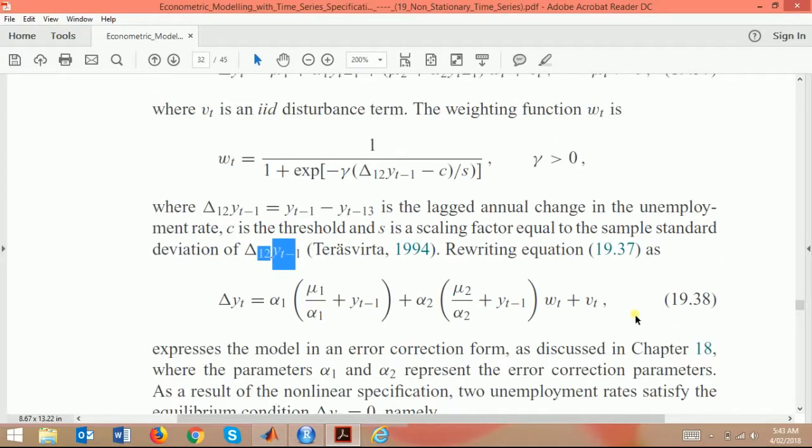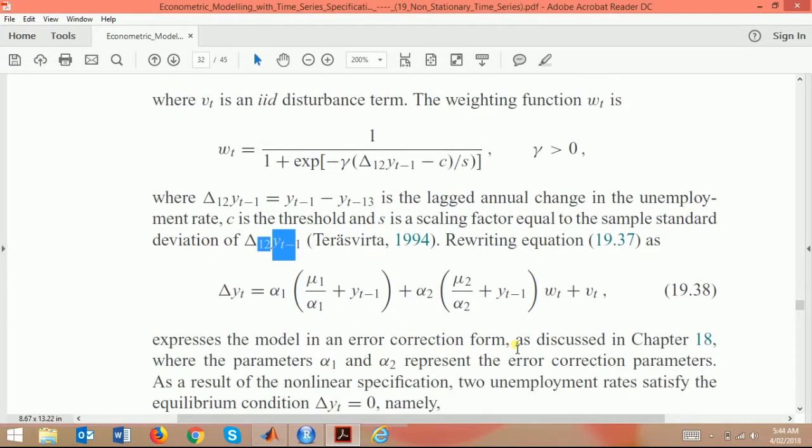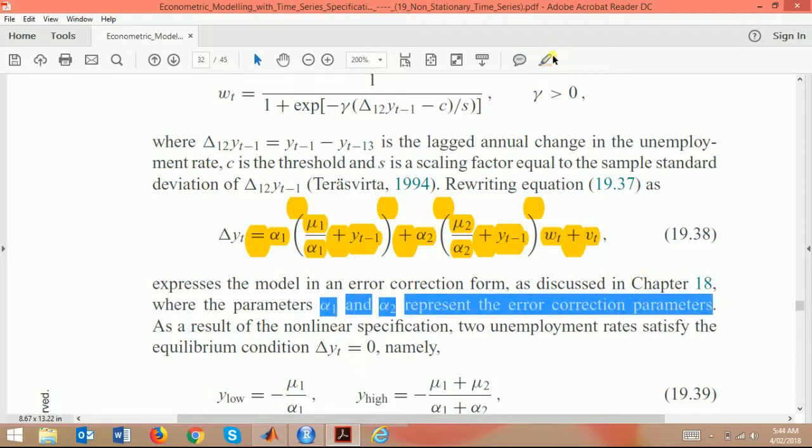So we rewrite this equation for the weighting function, and taking alpha 1 as common, we take alpha 1 outside of the bracket, we have mu1 by alpha 1 plus yt minus 1, and alpha 2 times mu2 by alpha 2 plus yt minus 1. This expresses the model in an error correction form, where the parameters alpha 1 and alpha 2 represent the error correction parameters. This has been discussed in an earlier chapter in time series, especially in co-integration.